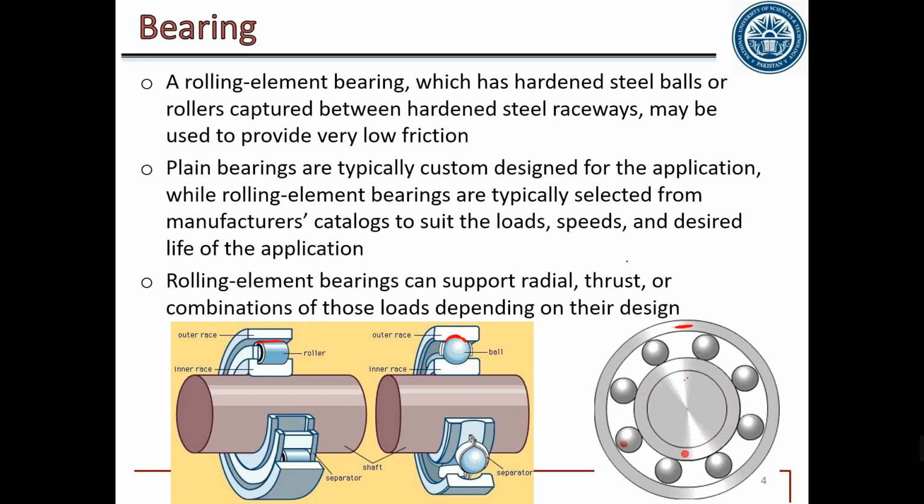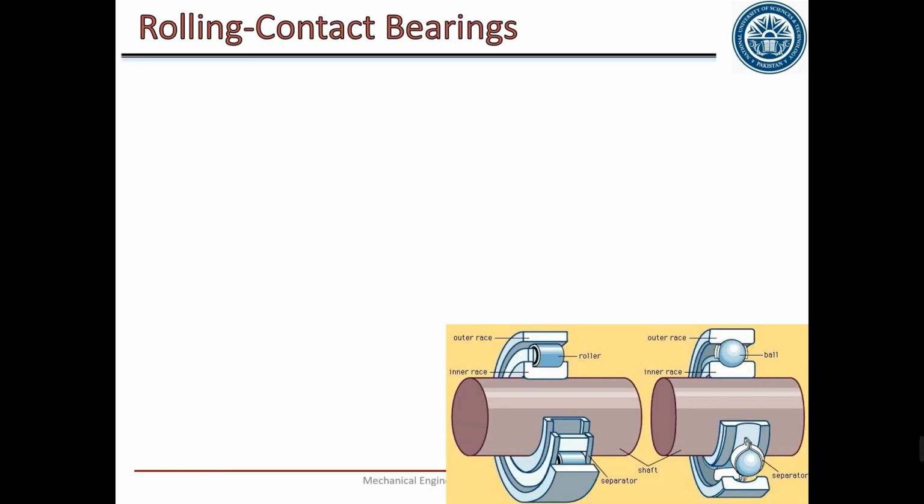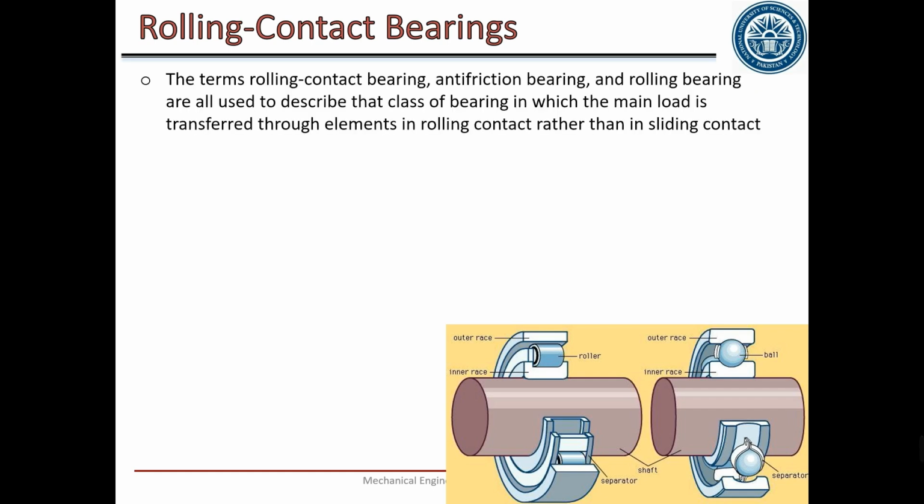Rolling element bearings can support radial load, thrust load, or a combination of those loads depending on their design. In this topic, we will only be studying radial design. The terms rolling contact bearing, anti-friction bearing, and rolling bearing are all used to describe that class of bearing in which the main load is transferred through elements in rolling contact rather than in sliding contact.